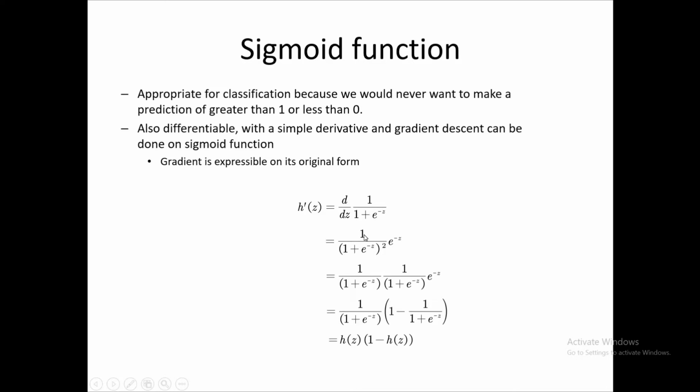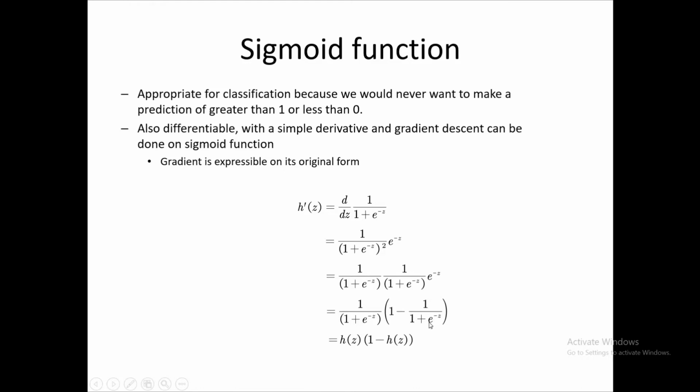We can see that it is e to the power minus z over 1 plus e to the power minus z, whole squared. We can split it into 1 upon 1 plus e to the power minus z, into e to the power minus z over 1 plus e to the power minus z. And this e to the power minus z over 1 plus e to the power minus z we can further factorize as 1 minus 1 upon 1 plus e to the power minus z.